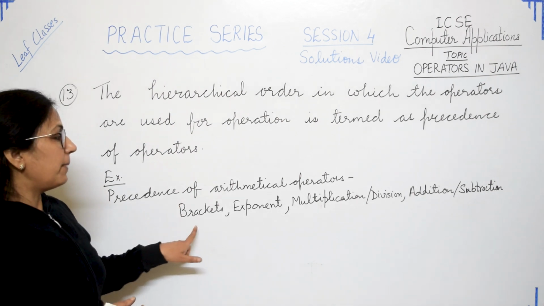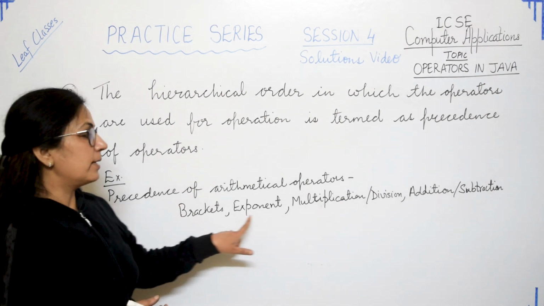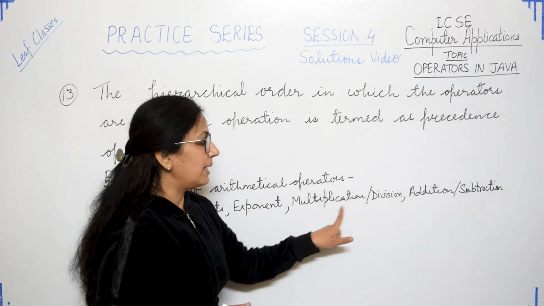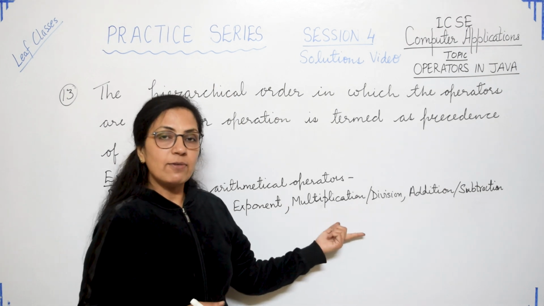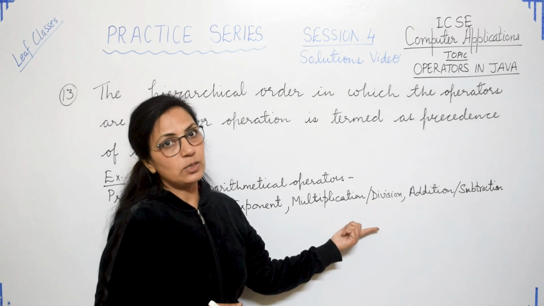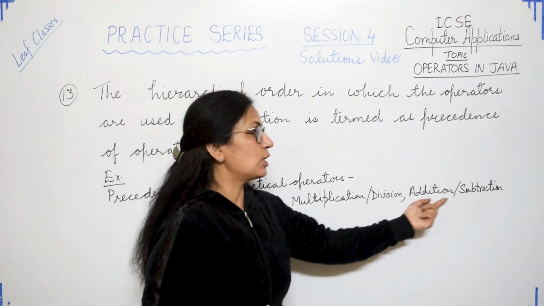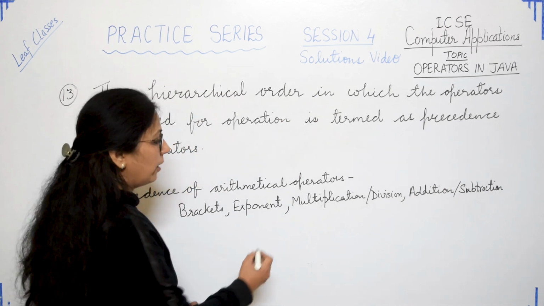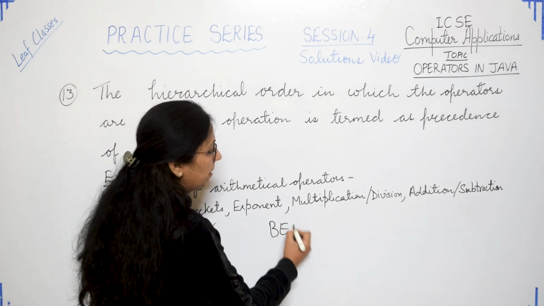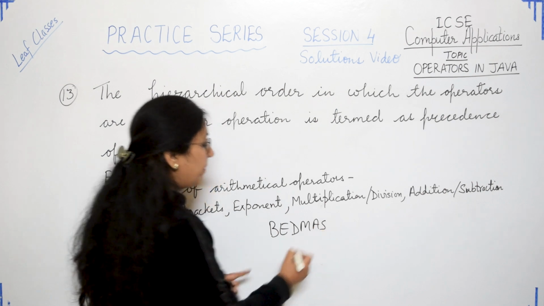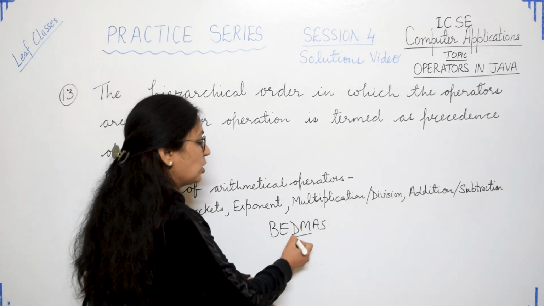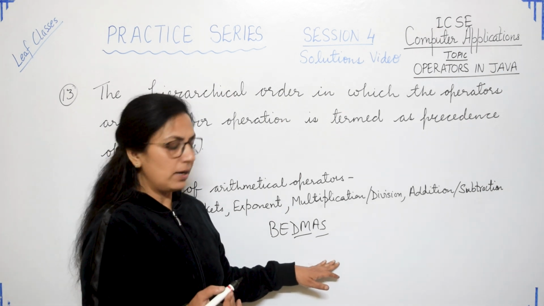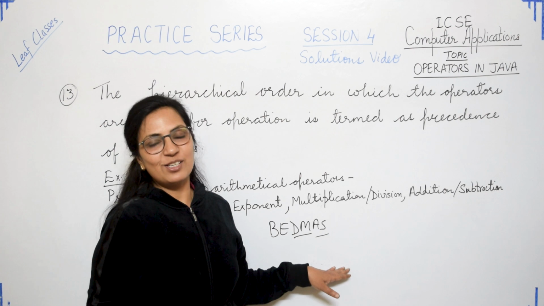In arithmetical operators, first always the brackets are solved, then the exponent, and then multiplication and division. If you see here, I have written multiplication slash division. Whichever is occurring first from left to right, that will be solved first. Similarly, addition and subtraction, whichever is occurring first will be solved first. For remembering, you can just remember BEDMAS. It is bracket, exponent, division and multiplication have the same priority level, and addition and subtraction have the same priority level. I hope it is very simple and you have understood it.